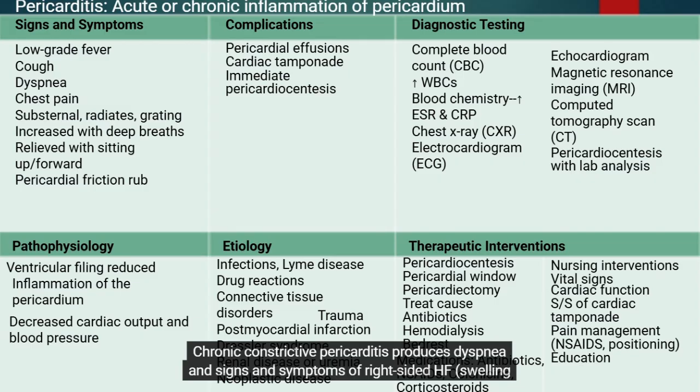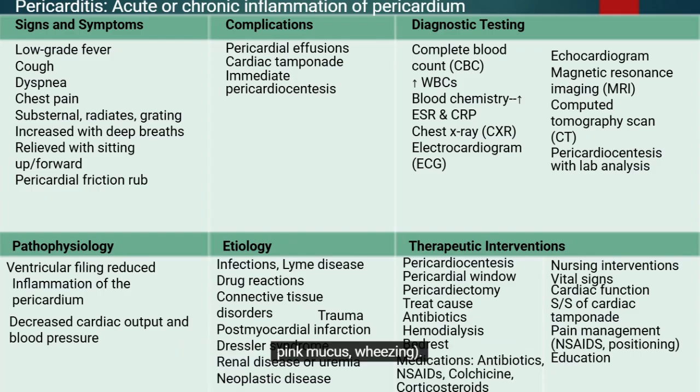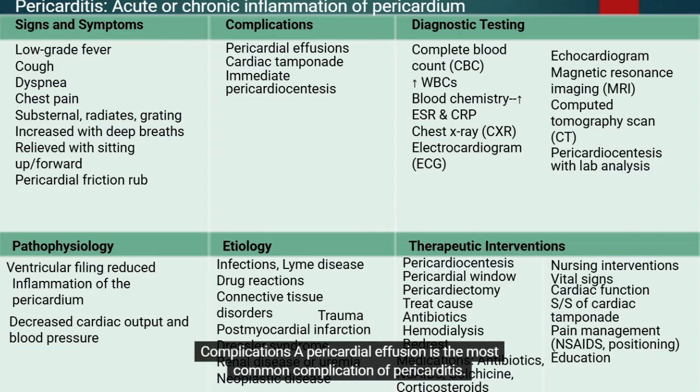Chronic constrictive pericarditis produces dyspnea and signs and symptoms of right-sided HF, swelling to the abdomen and BLE, weight gain, distended neck veins, SOB on exertion/laying down, cough with frothy pink mucus, wheezing. It may also cause atrial fibrillation.